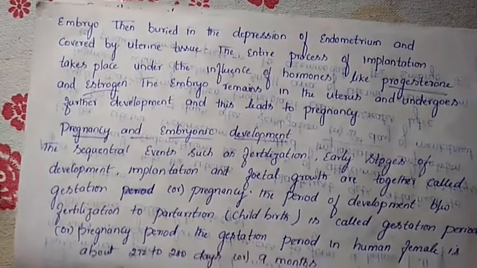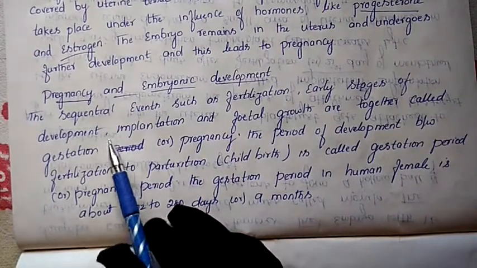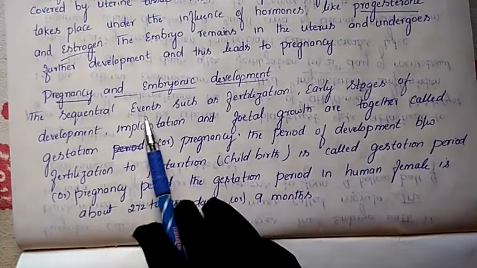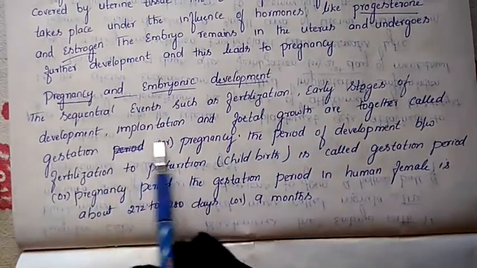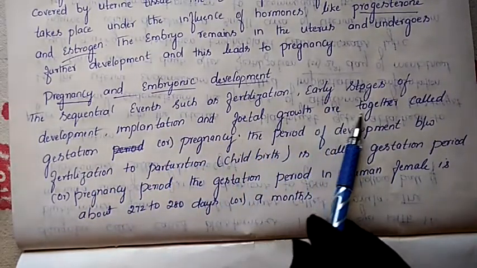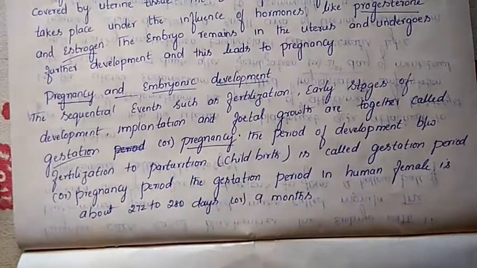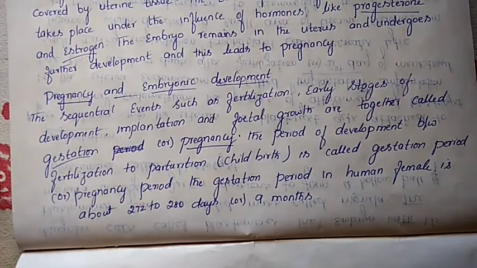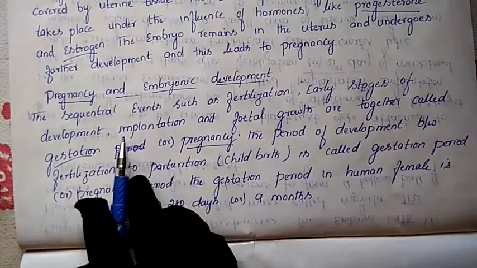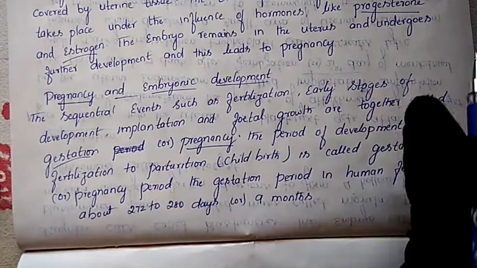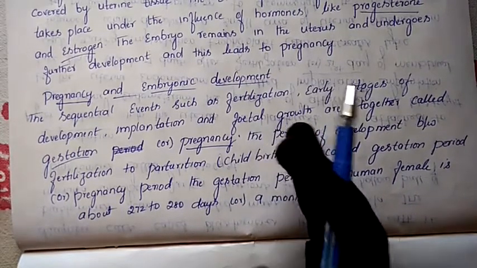Now, pregnancy and embryonic development. What is this? The sequential events such as fertilization, early stages of development, implantation and fetal growth together are called gestation, or pregnancy. It is a sequential event, which means all these things come in the form of an order.